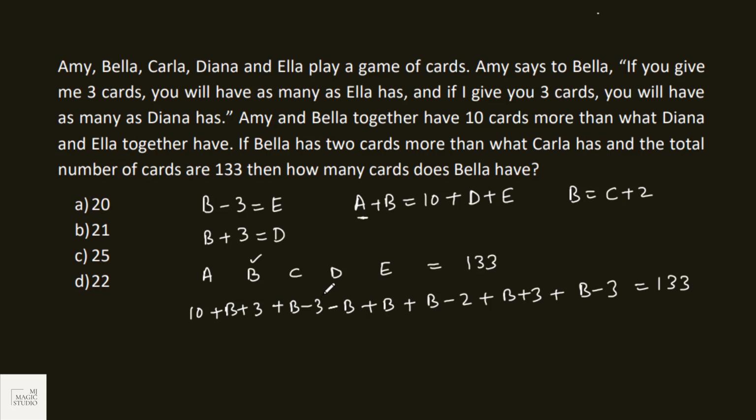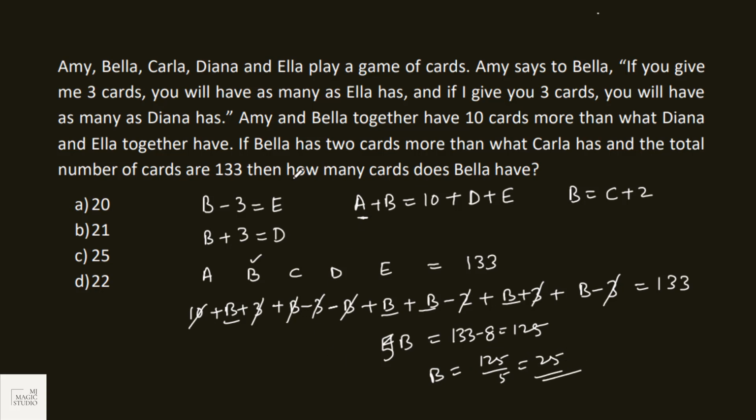We can solve this, I guess. 3, 3 gone, B gone. We have got 1, 2, 3, 4, 4B, 10 minus 2 is 8, and this 3 gone, plus 1 more. 5B is 133 minus 8, that is 125. So B is 125 by 5, 25. Bella has got 25 cards. How many cards does Bella have? 25 cards. Just frame equations with respect to B and solve it. Option C is the pick.